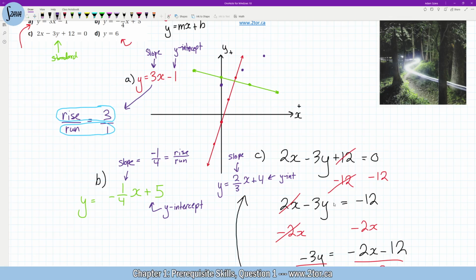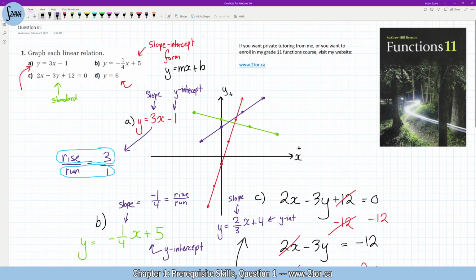So there's my first 3 points, and I can plot another one here by going 3 places to the left and 2 places down. And either way, you can at this point just connect the dots and you will get yourself a line like that. Okay, the last one isn't too crazy, so let's just take a look. The last one over here, D.